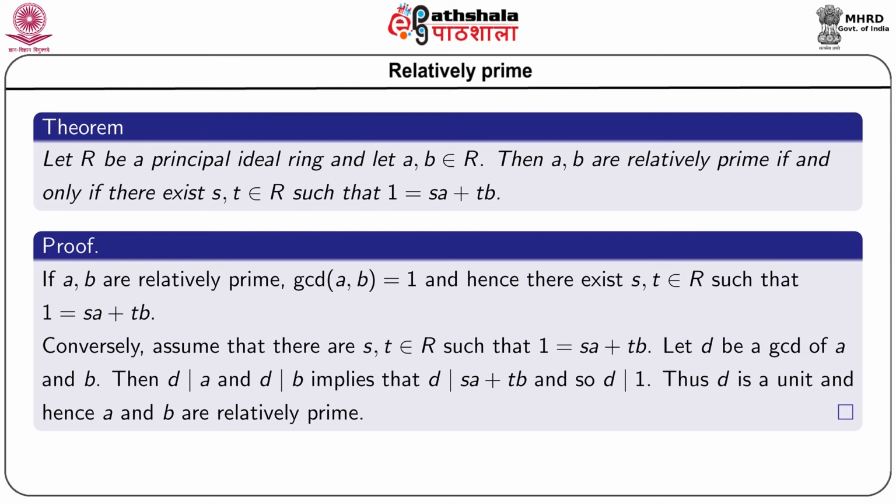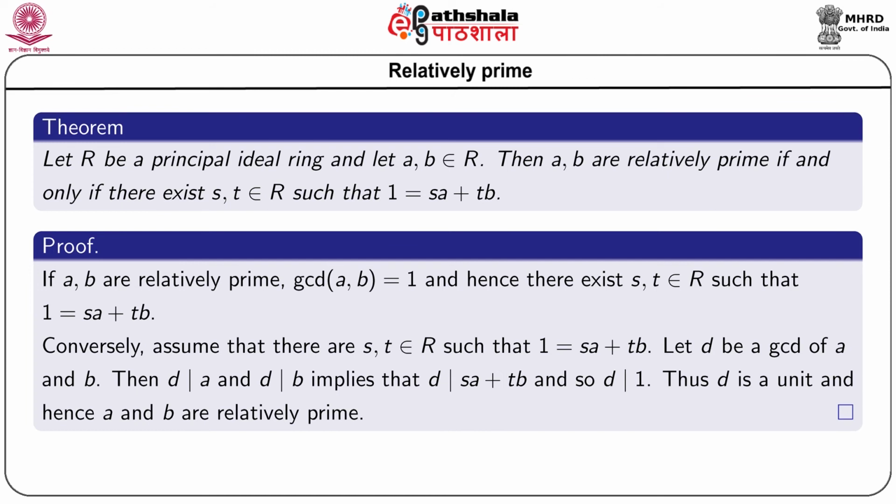First, assume that the elements a and b are relatively prime. Then we can say that 1 is a GCD of a, b, and hence we have s, t in R such that 1 can be expressed as sa plus tb.